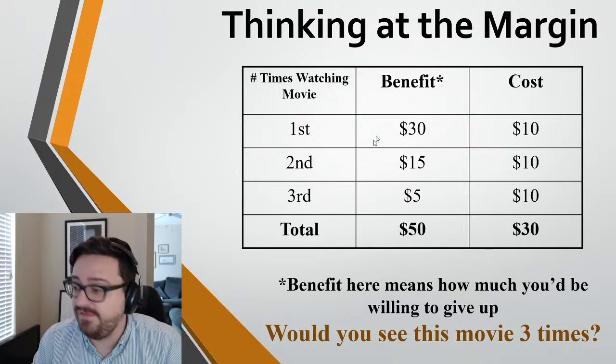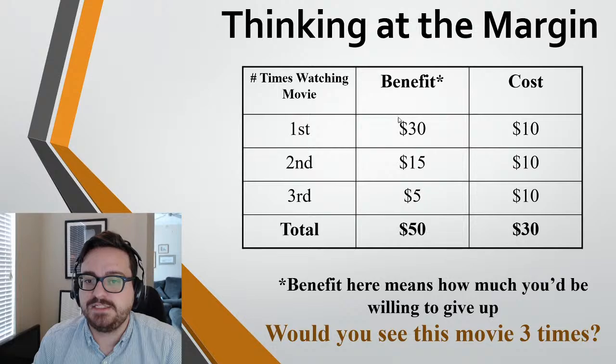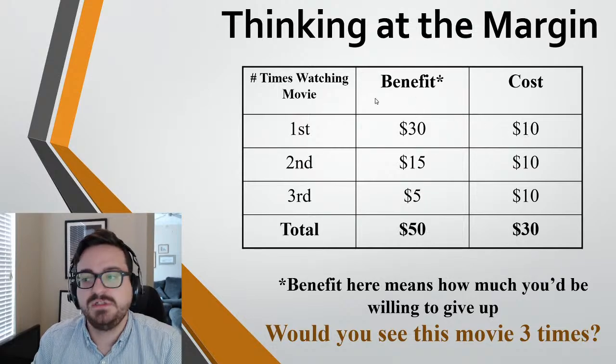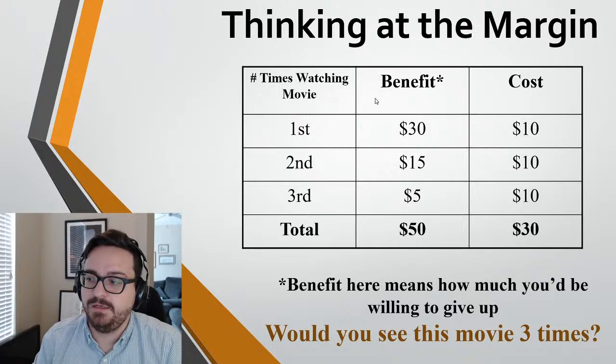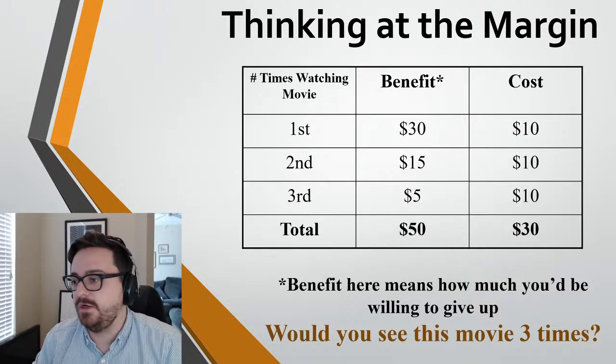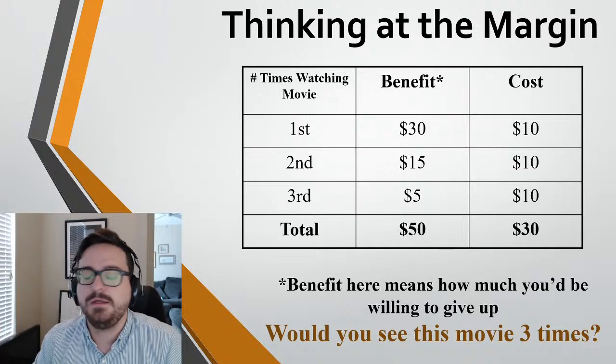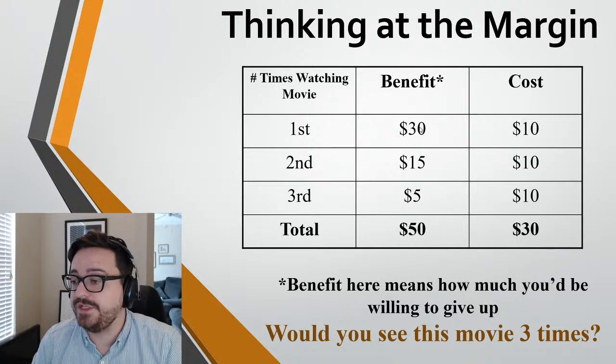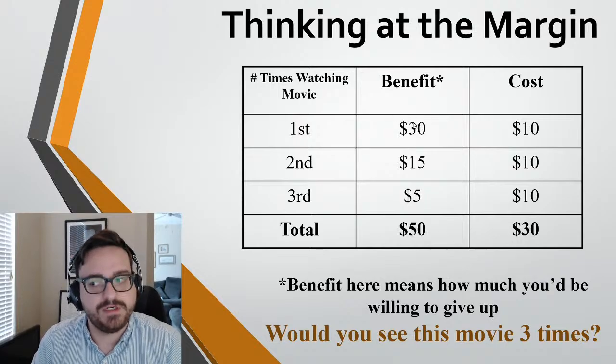For this person, in this example, they would have been willing to spend $30 to see this movie. Say it's Endgame at midnight at the theater. You get to the ticket clerk, they say it's $30. You're like, you know what? Screw it. Fine. Here's $30. I'll pay it because I want to see this movie really badly. Cool. If you go up to the clerk and they say it's $10 and you were willing to spend $30, how do you feel? Pretty good.